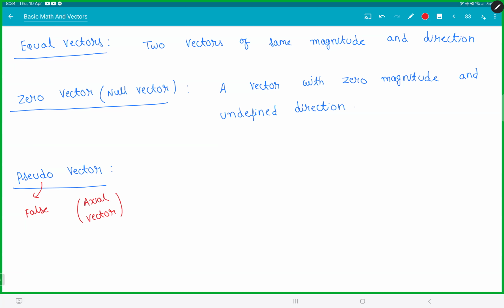If you remember, in the beginning I told you the whole purpose of this chapter is to make your life convenient. So we define certain things because it is more convenient. Pseudo vector is one of them. I'll tell you what this thing is.